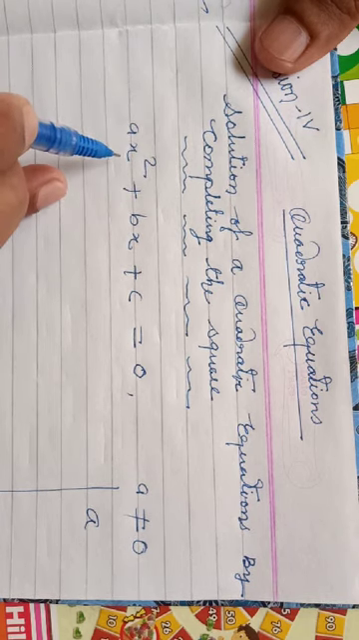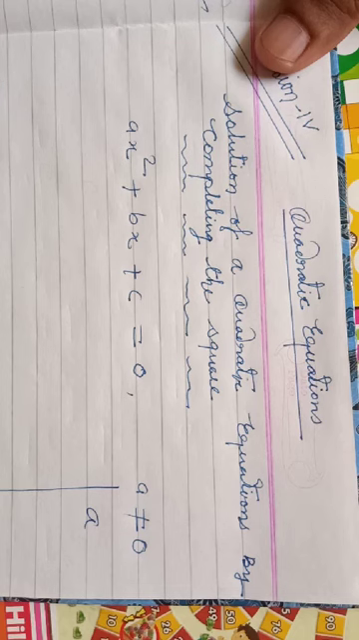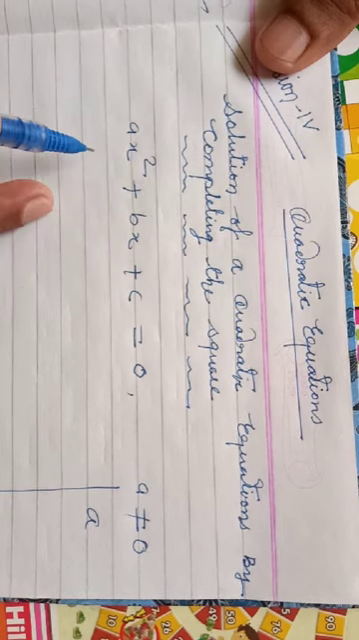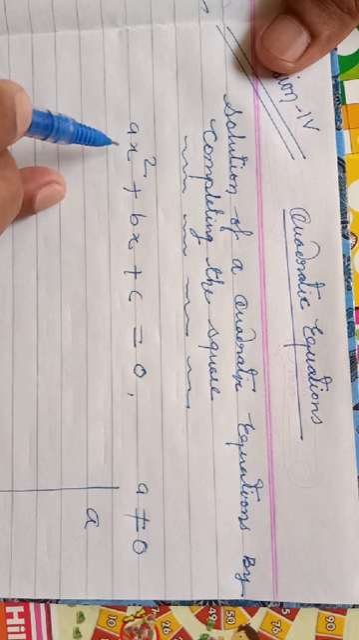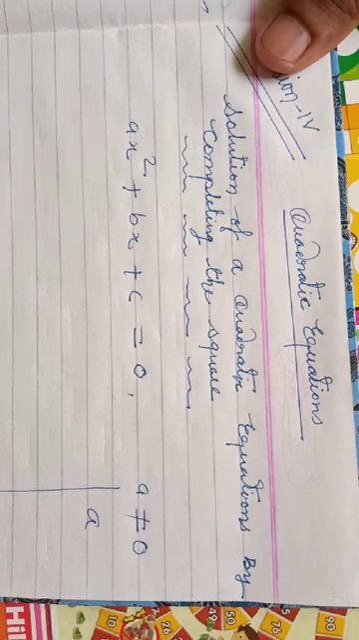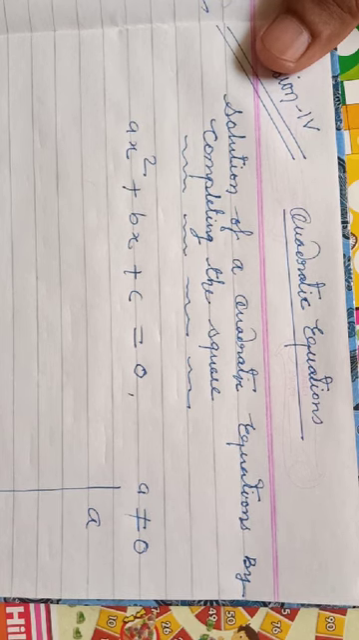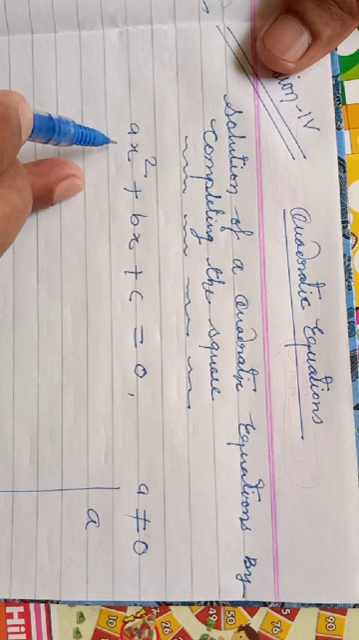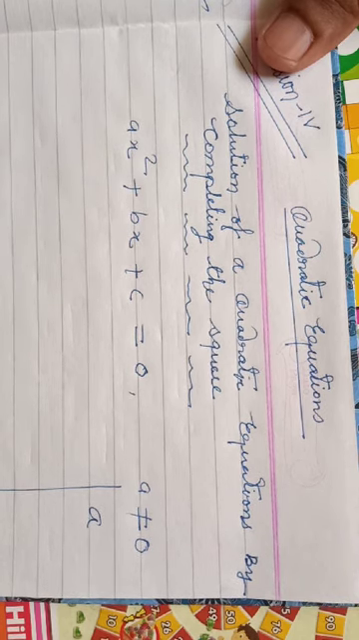We have to make the coefficient of x square a unit, meaning make it 1. Okay. Then if you want to make the coefficient of x square unit, definitely we should divide the entire equation by the coefficient of x square, and here the coefficient of x square is a, so we should divide the entire equation by a.